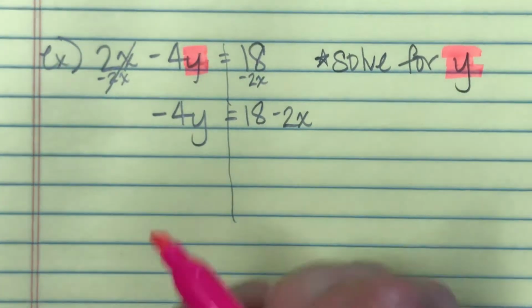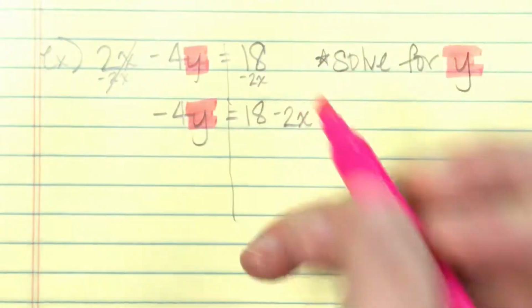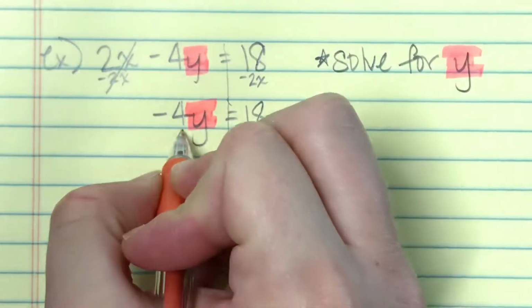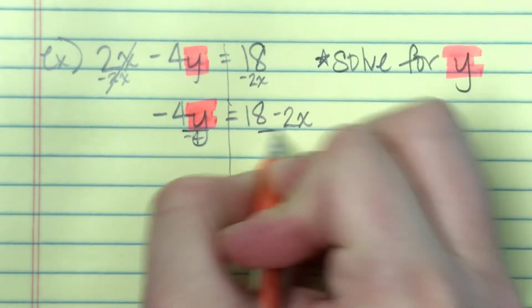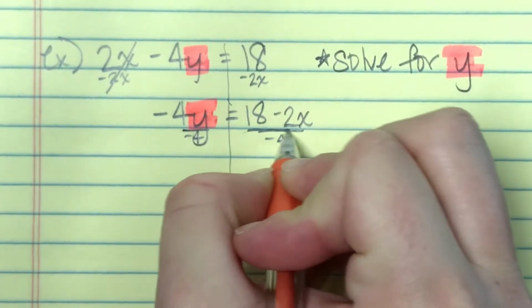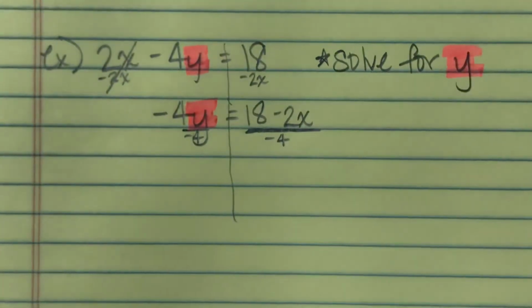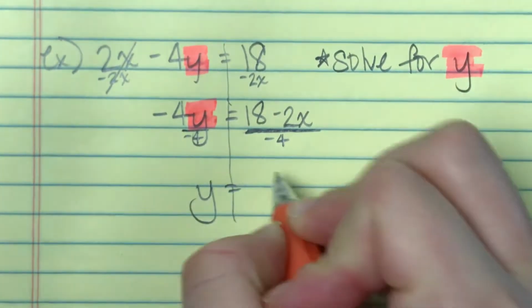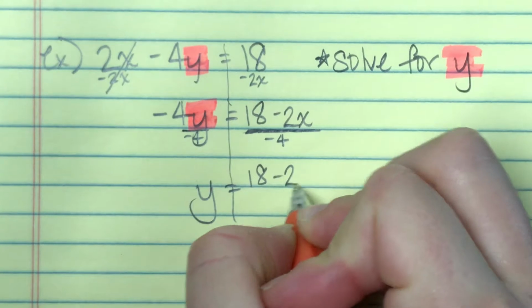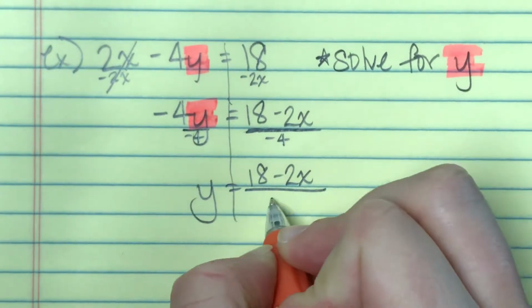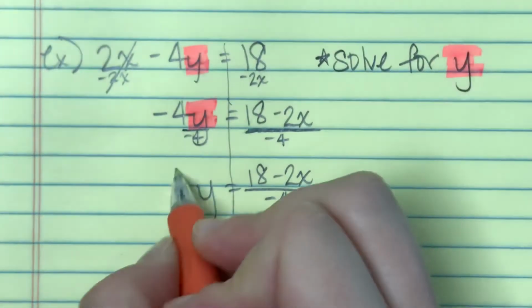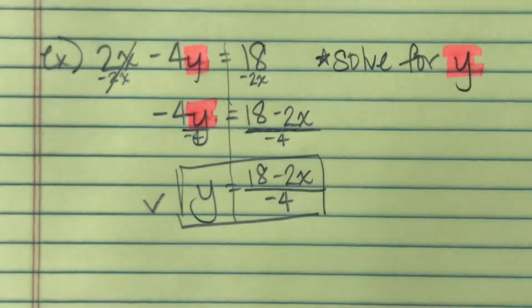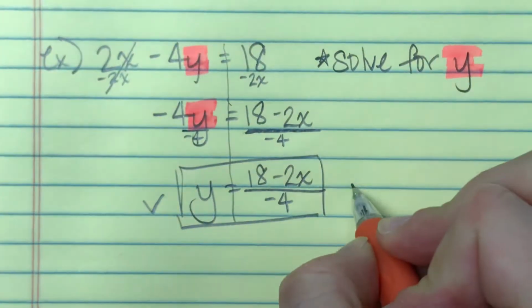Now I'm still trying to isolate y. So, okay, to get rid of that negative 4, we're going to divide by negative 4. And again, divide the entire side by negative 4. I am completely okay if you just leave it as 18 minus 2x, the entire thing divided by negative 4. That is completely acceptable at this stage for the next couple of weeks.